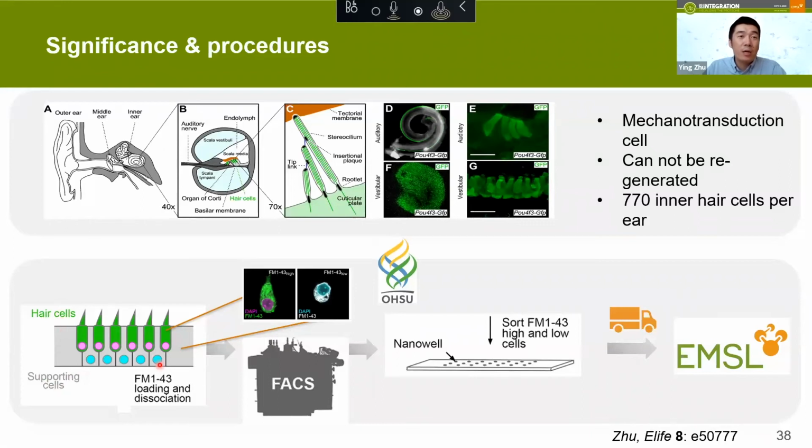So we send the chip to our collaborators. They use their cytometry, and we do some back and forth training on how to sort the single cells into our nanowell chips. They use the fluorescent dye FM1-43. It's very interesting: only the hair cell can be labeled with this fluorescent dye, and the supporting cell is usually non-fluorescent. So we sort both the FM1-43 low and the high fluorescent ones, and put them into nanowells. The collaborator then sends us the chip, and we receive it and do the same prep here.